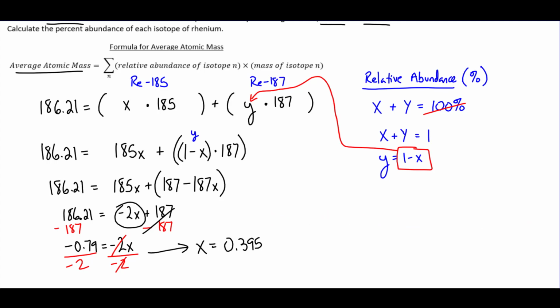Now, if you lost sight of the goal, we were trying to find the percent abundance of each isotope of rhenium. And so back up here, we called rhenium-185 x. And if we move that decimal back to percentage form, that means rhenium-185 is 39.5% of the atoms of rhenium. And if I use that idea that x and y, the 2 isotopes, have to add up to 100%, well, then if I take 100 and subtract off the 39.5, that means rhenium-187 is just 60.5% of the atoms of rhenium.